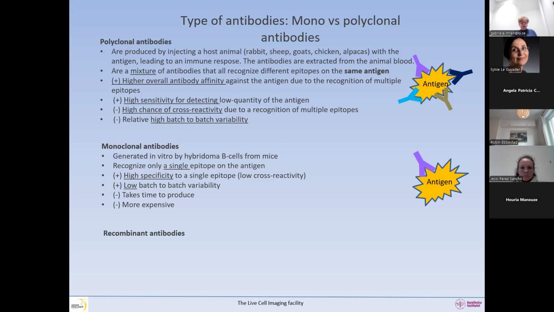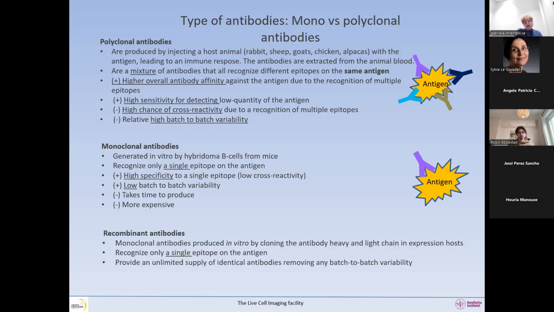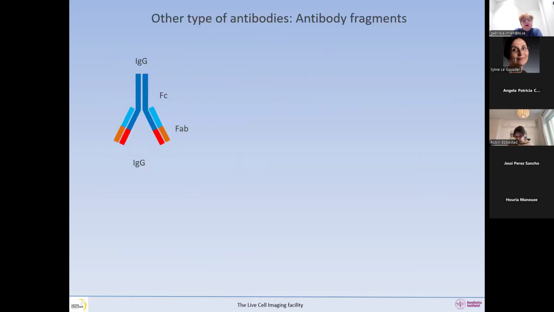We also have recombinant antibodies, which are monoclonal antibodies produced in vitro by cloning the different parts of the antibody, the heavy and the light chain, in expression hosts. Again, they only recognize a single epitope on the antigen, and they provide an unlimited supply of identical antibodies, thus they will remove the batch-to-batch variability.